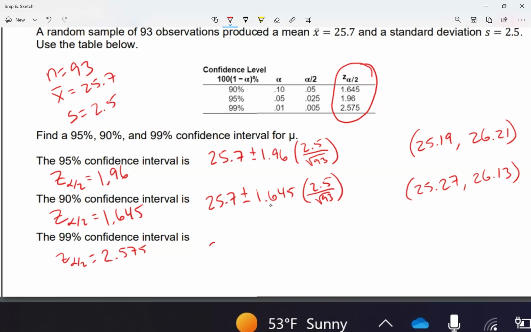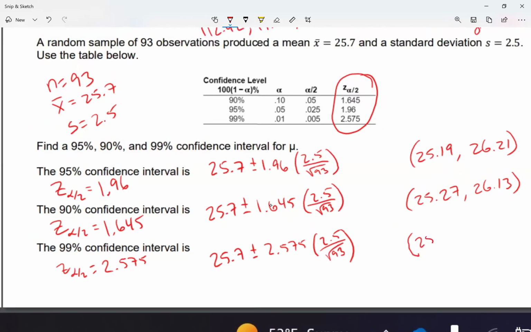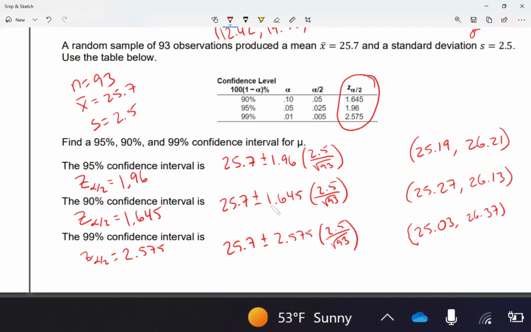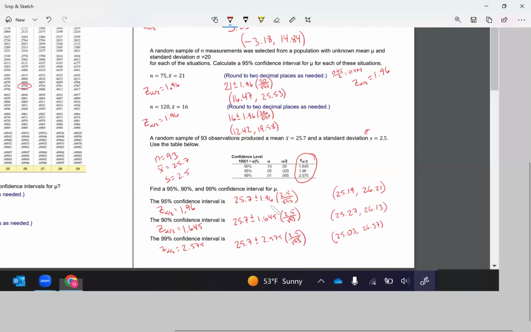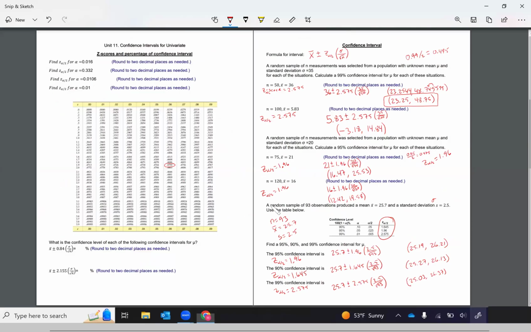Now let's take a look at the last one, the 99% confidence interval. I'm going to go 25.7 plus or minus 2.575 times 2.5 divided by the square root of 93. In this case, my confidence interval is going to be 25.03 and 26.37. Okay, let me zoom out. That's what we did today.